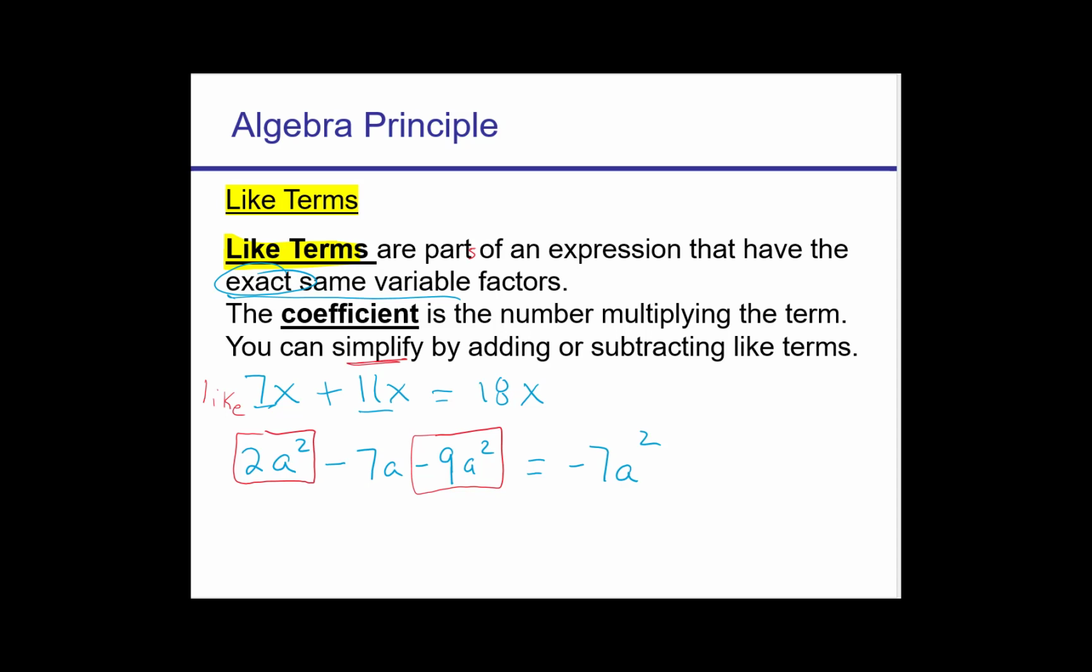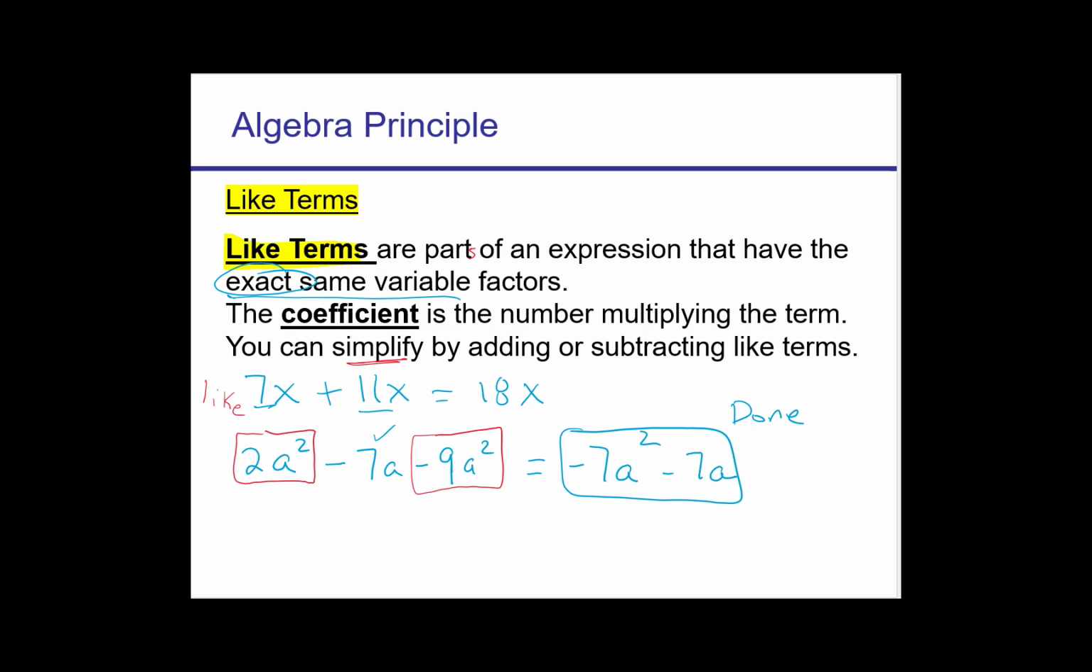Now we're still left with this other one, minus 7a. Now, does that equal negative 14a? It does not, because a squared and a are not like. So I cannot simplify anymore. This is done. It is as simple as we're going to get it. This is the idea of simplifying with like terms.